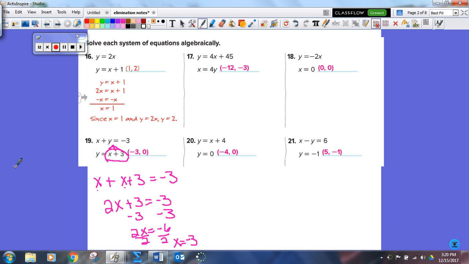To find y, I may choose the equation I want to use. I'm going to use the second one because it's easier, because it's y equals. So it's y equals x plus 3. I put negative 3 in for x, so it's y equals negative 3 plus 3, which gives me y equals 0.